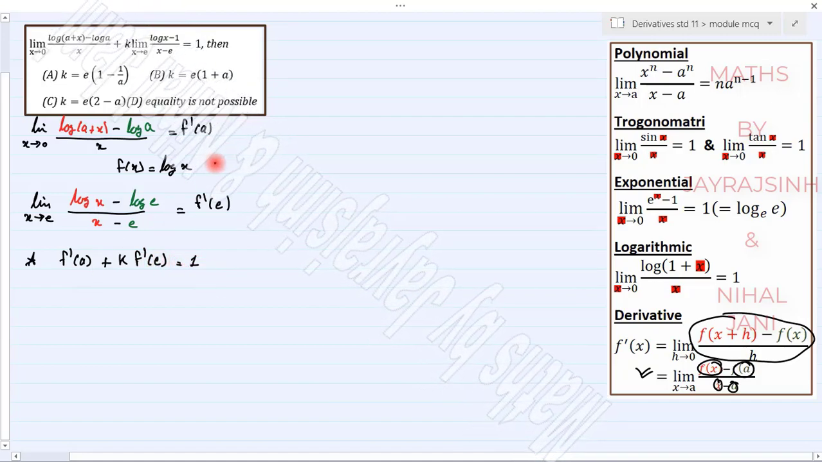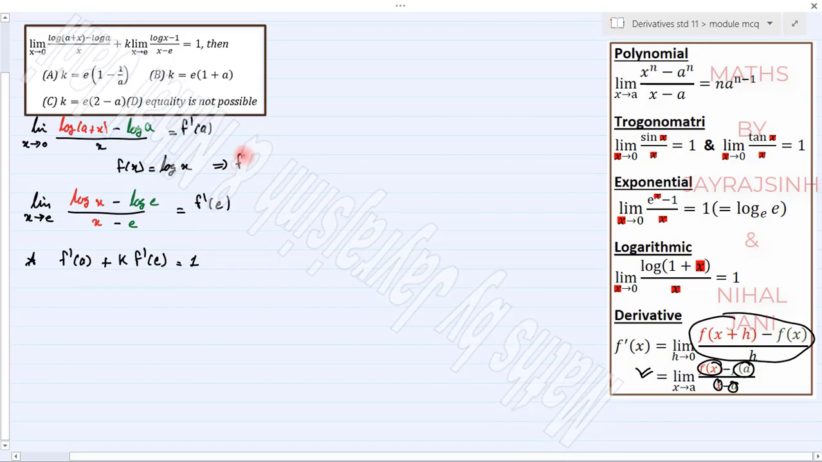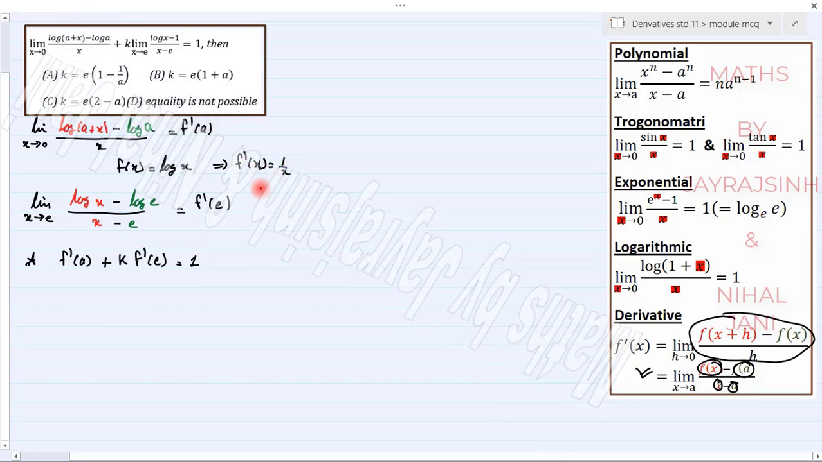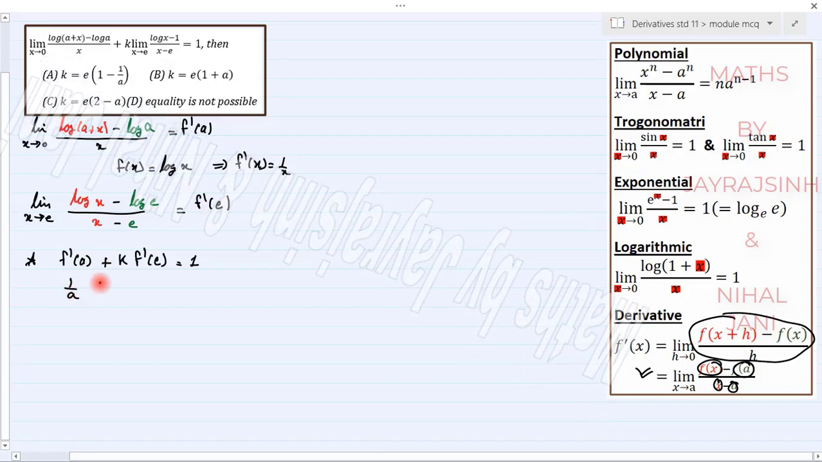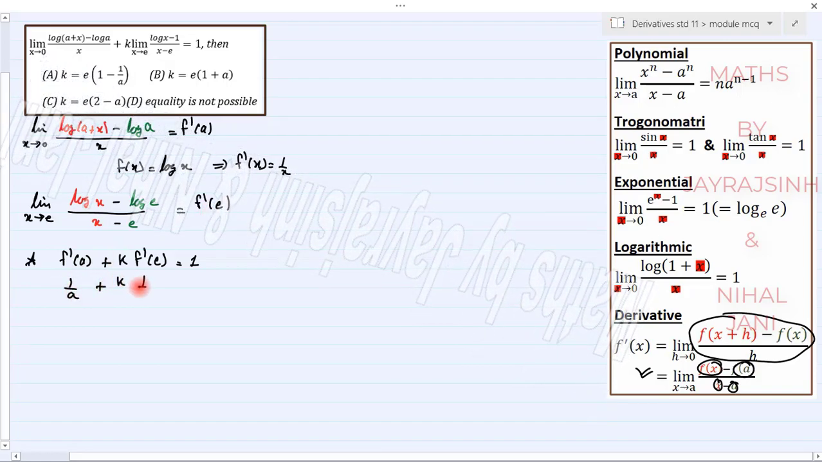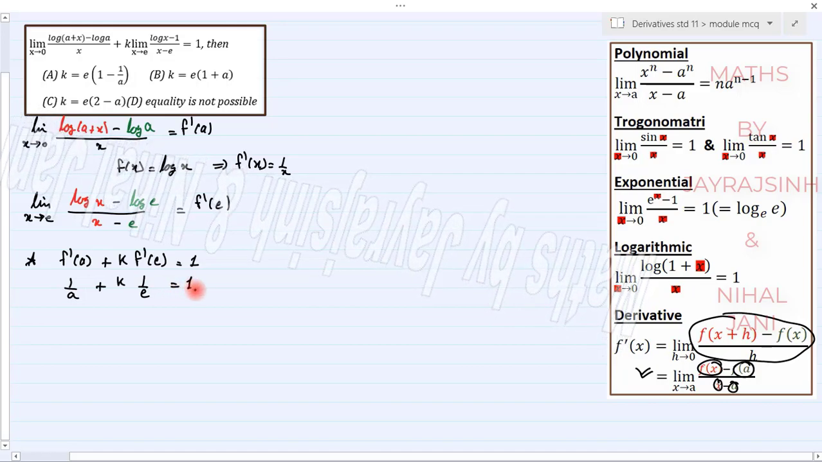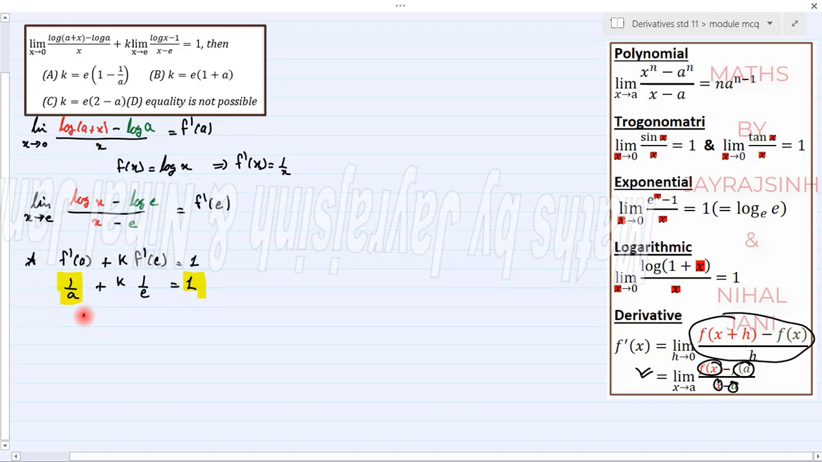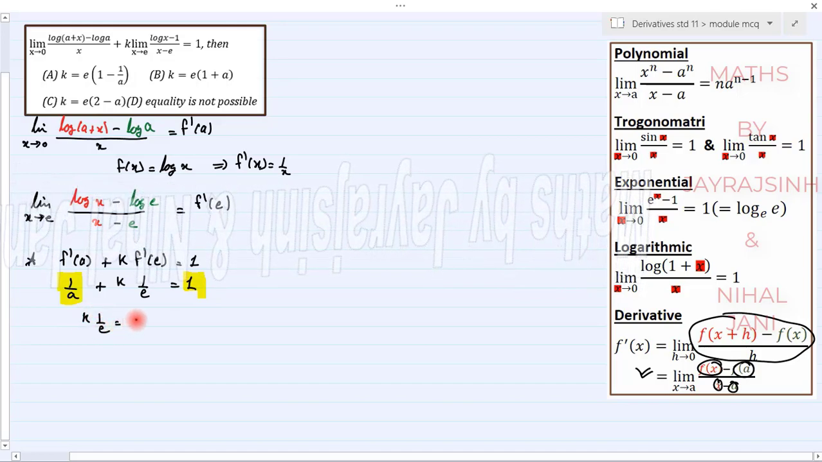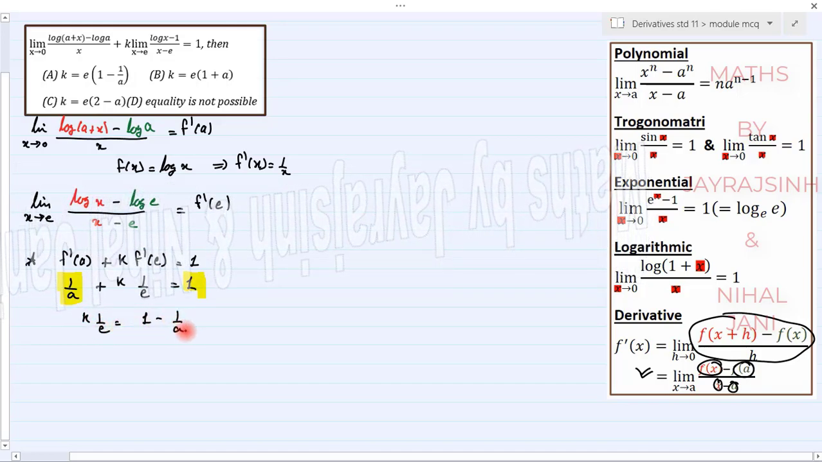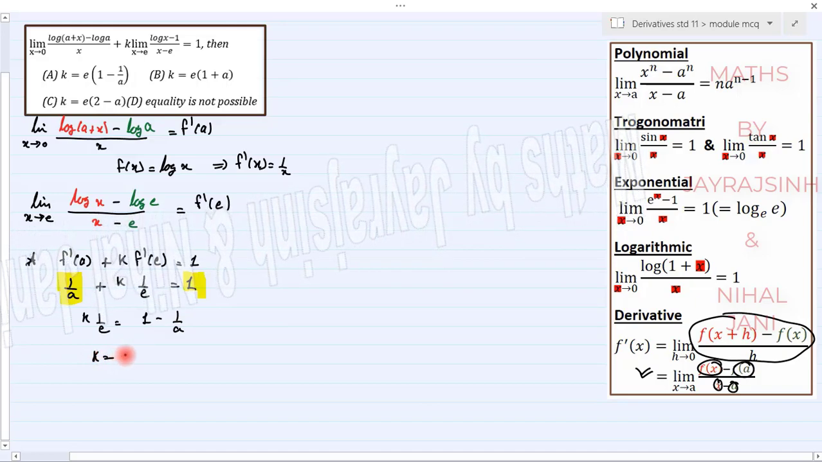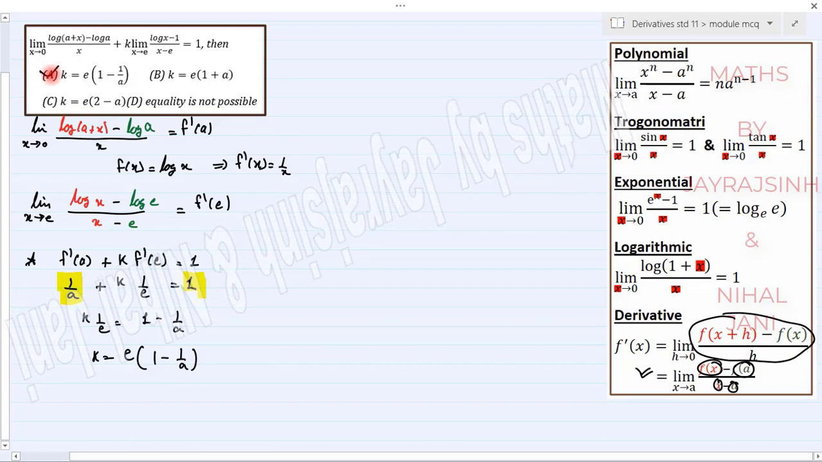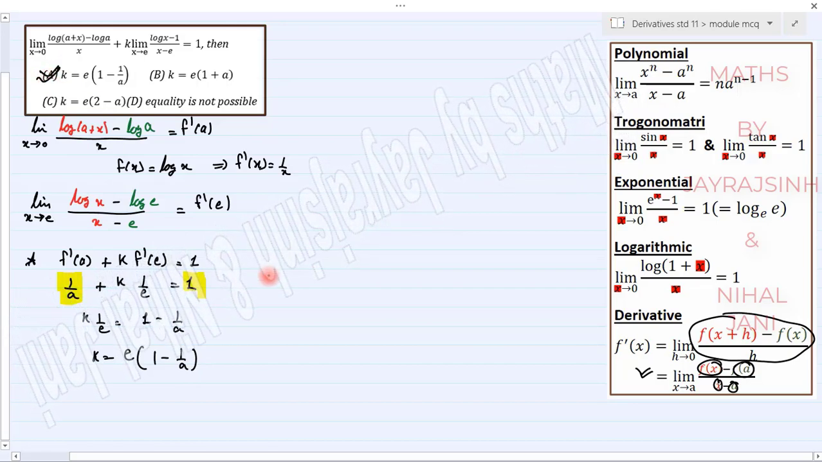Now, we already know that f x is log x, so f dash x must be 1 by x. Or we can say f dash a is 1 upon a and f dash e is 1 upon e. So 1 by a moves to the right side, and we'll get k into 1 by e is equal to 1 minus 1 by a. Or we can say your k must be e into 1 minus 1 by a as your answer, which is given in option A.